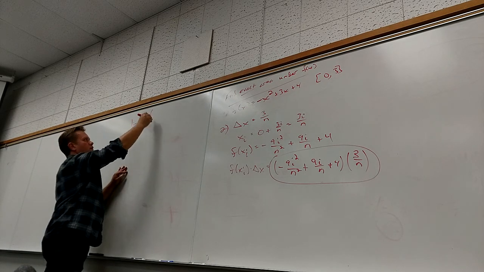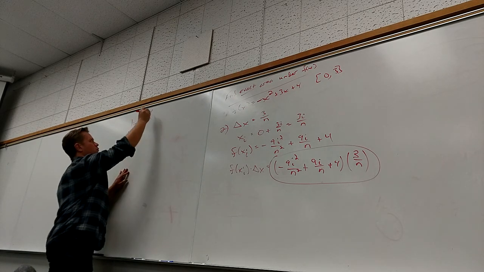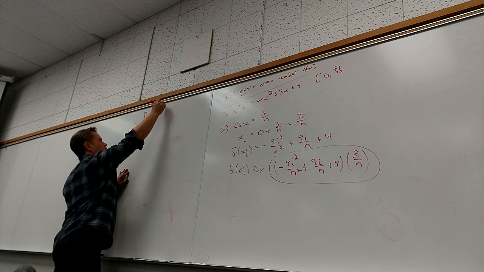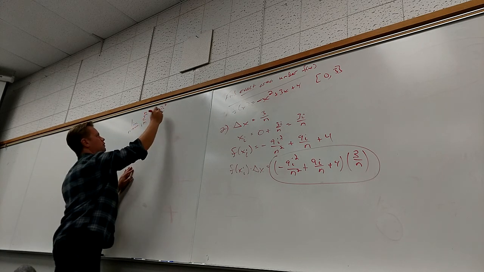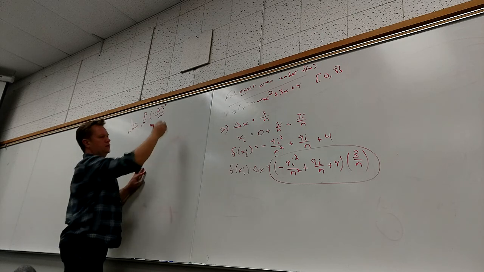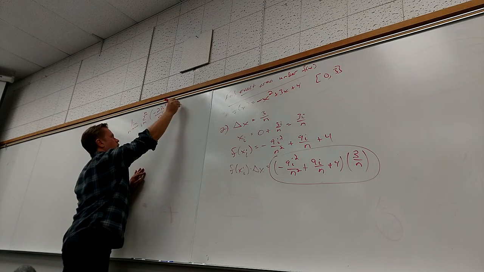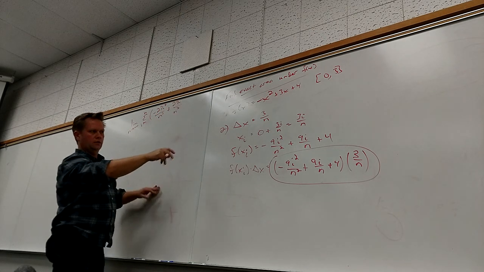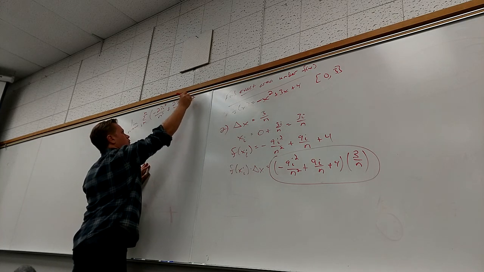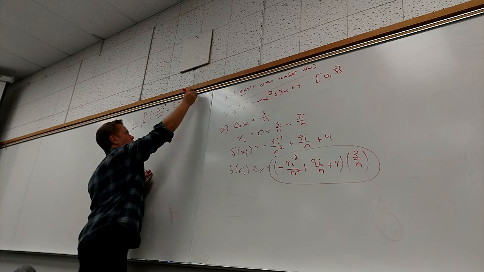Let's see. I'm going to go ahead and multiply these guys out so I get negative 27 squared over n squared, n cubed, plus 27i over n squared, plus 12 over n.